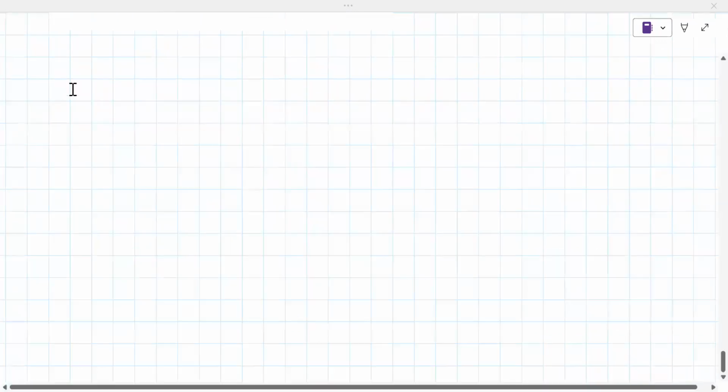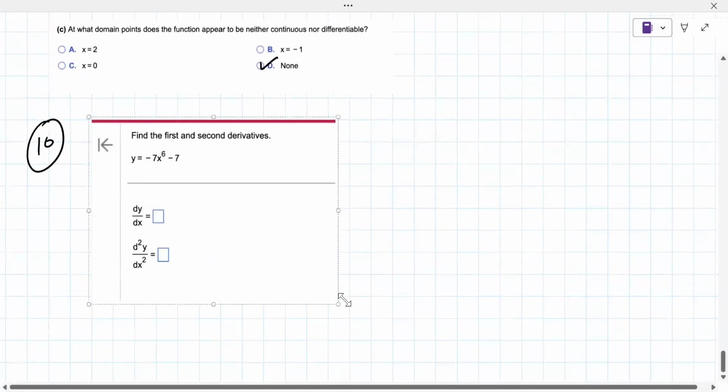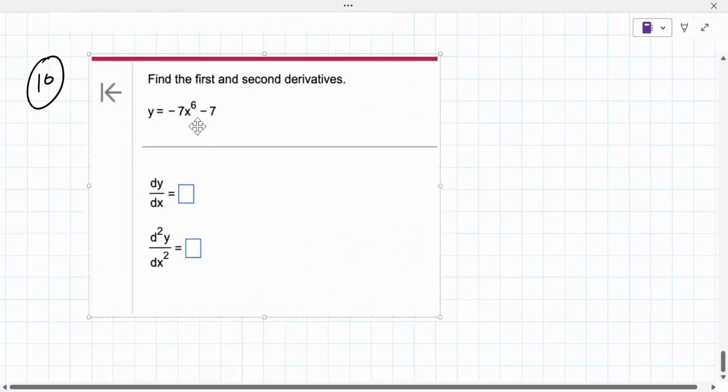10 is one that we'll go relatively quickly here. Here's 10. So, second derivative is just the derivative of the derivative, right? Yep. So you just take one derivative, let me know what you get, and then you take another one.